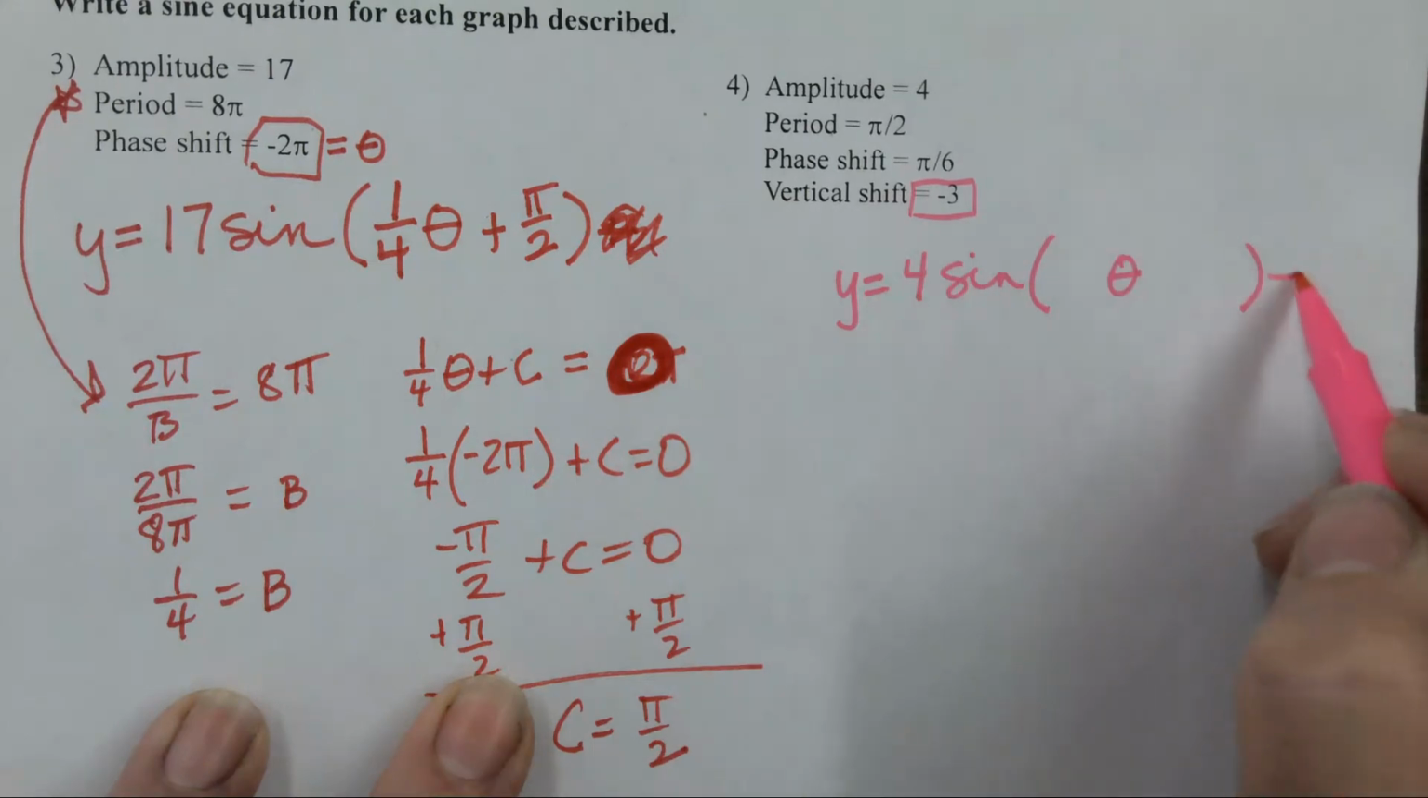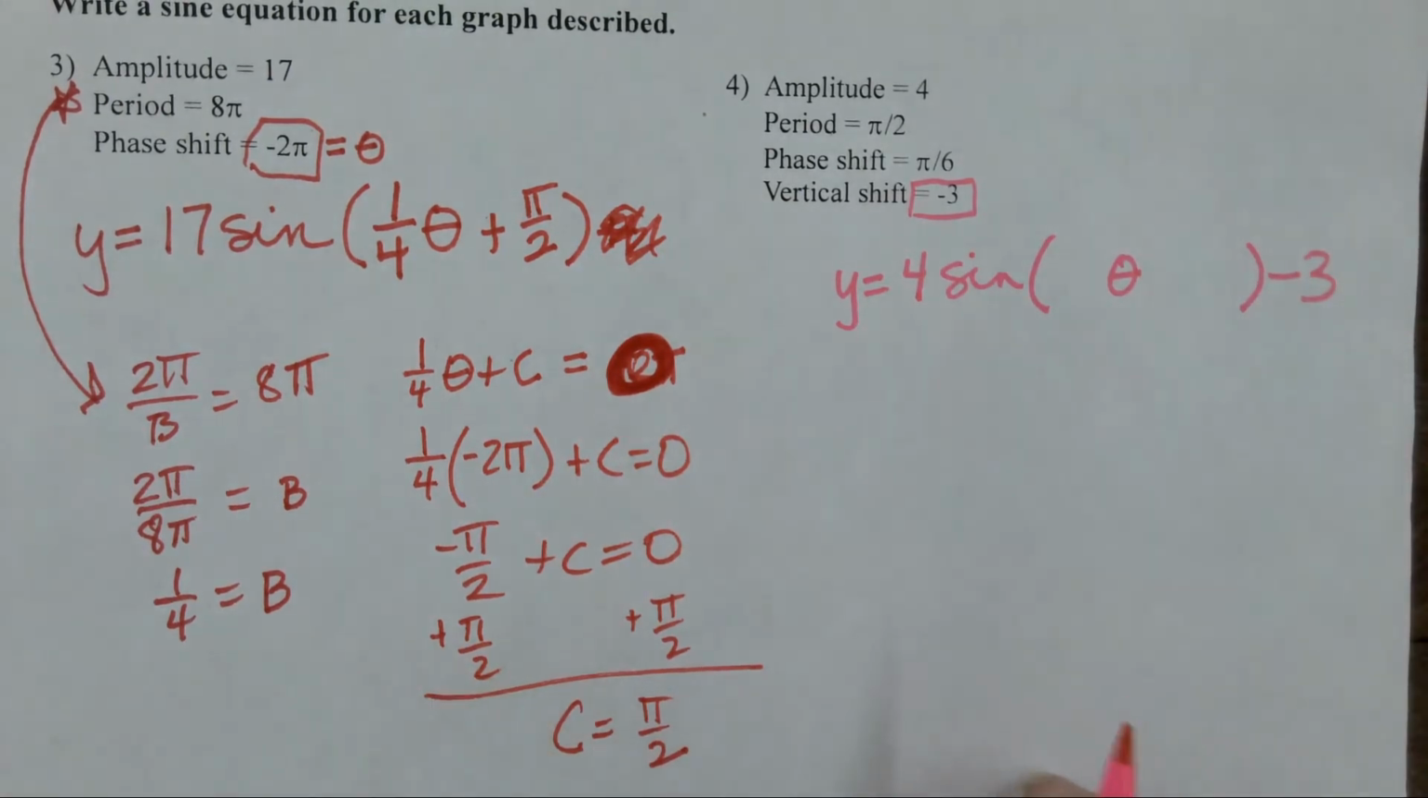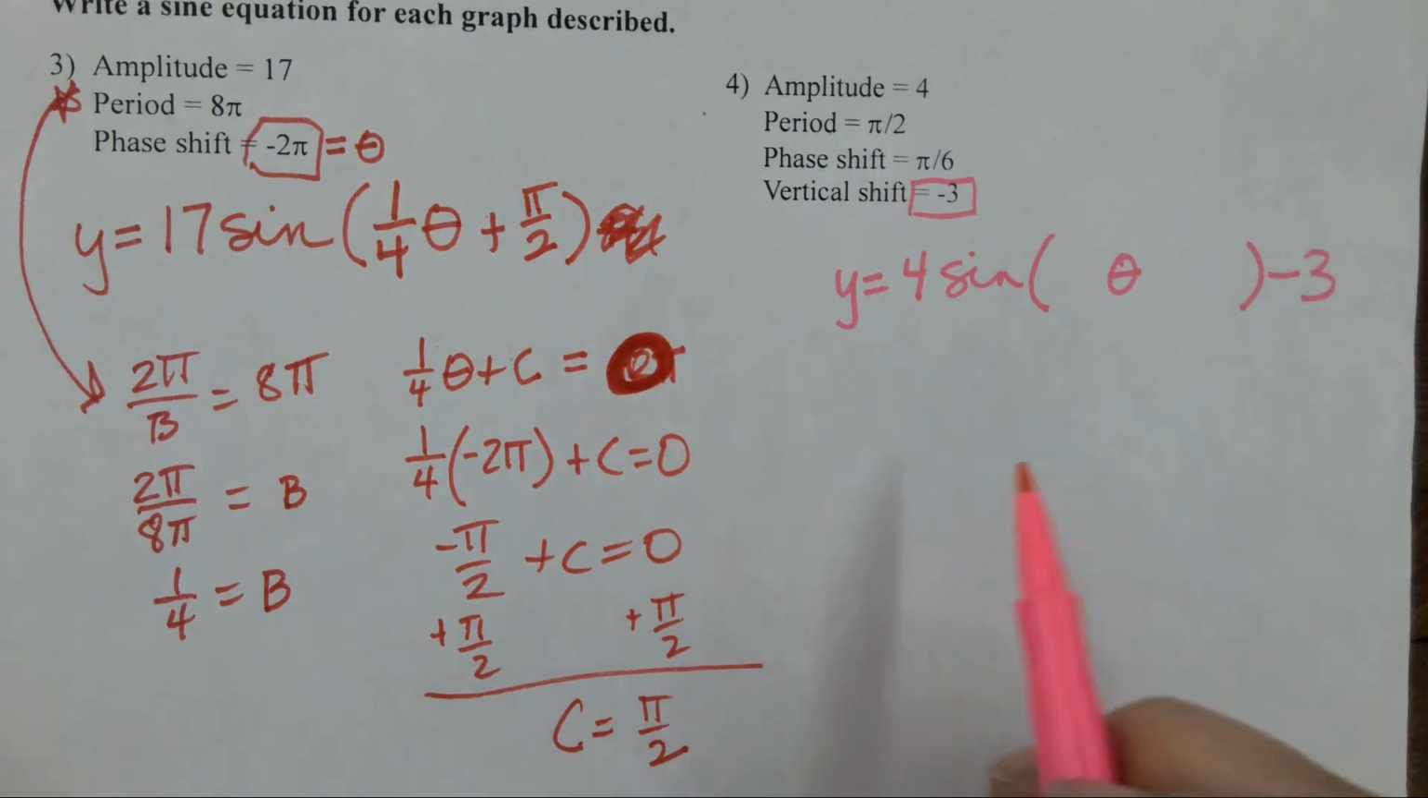Stick it at the end. It's negative, so I minus 3. So I've got a good start to this going on. That's the basics of my equation. Now I need to go ahead and find B and C.